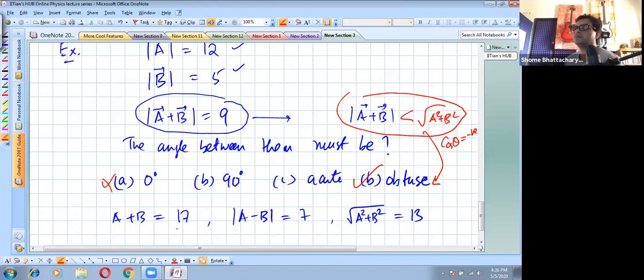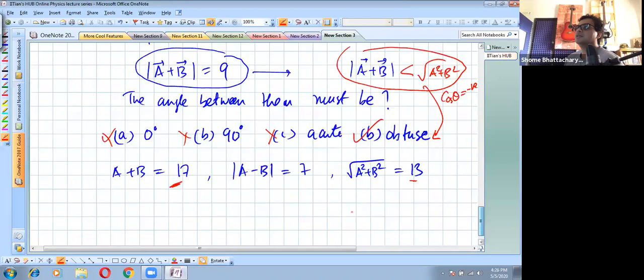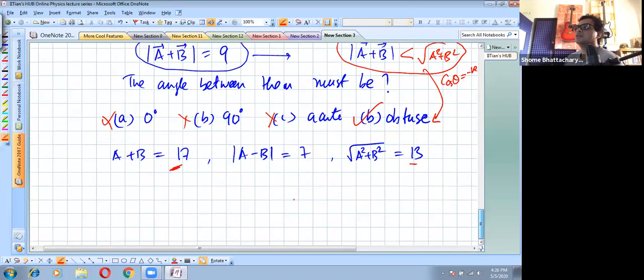So it cannot be 0, because had it been 0, it should have been 17. It cannot be 90, because had it been 90, then it should have been 13. It cannot be acute, because had the angle been acute, then the magnitude would have been definitely greater than 13. So you can see that if the magnitude of A plus B was greater than 13 but less than 17, this would mean it is an acute angle.